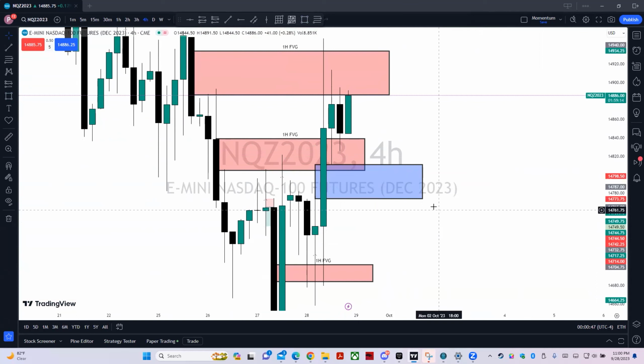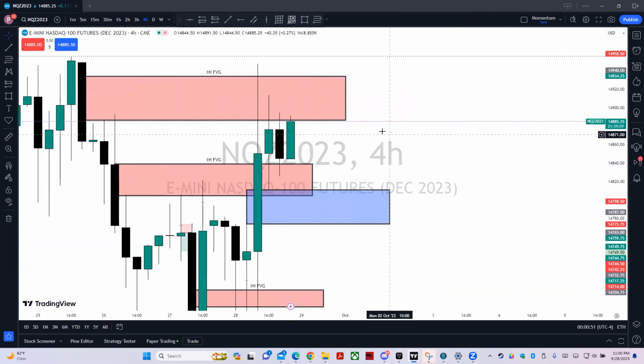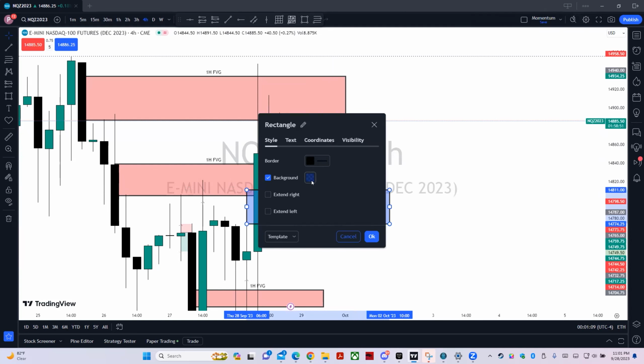This run up I think we're seeing now is going to be the rejection from the fair value gap to run down and retest. Even if it retests a bit and runs right back up, I think that we could be set. But again, time will tell.